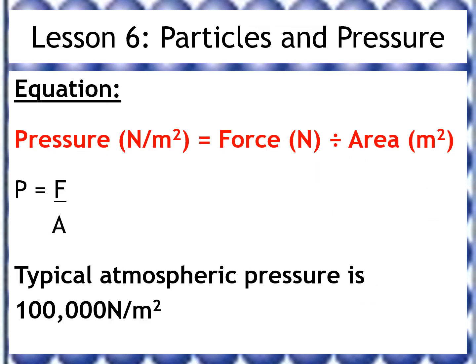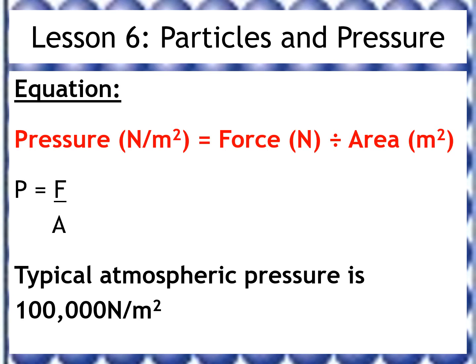We define pressure then as a force acting over a particular area, which leads us to this equation that pressure measured in newtons per metre squared is equal to force in newtons divided by area in metres squared. And I've rewritten the equation there as P equals F divided by A. Typical atmospheric pressure at sea level is 100,000 newtons per metre squared.